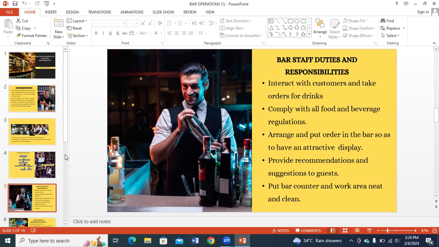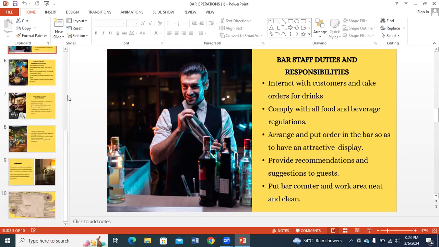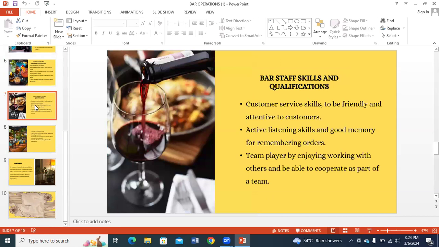The arrangement of the glasses and the drinks should be attractive so as to bring customers closer, thus being able to have higher sales as a restaurant, where you're able to make more profit for your organization. Then the next item that we have are the qualities.